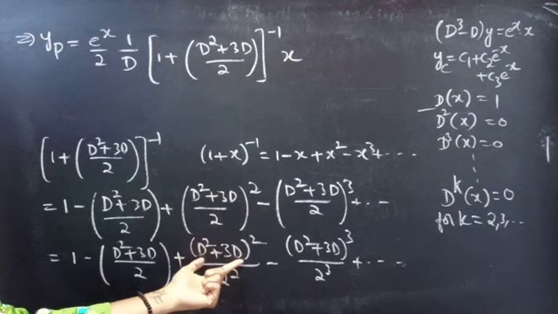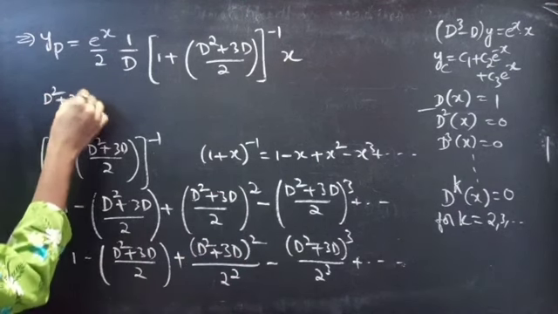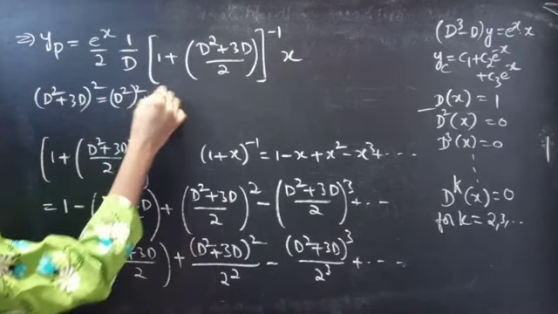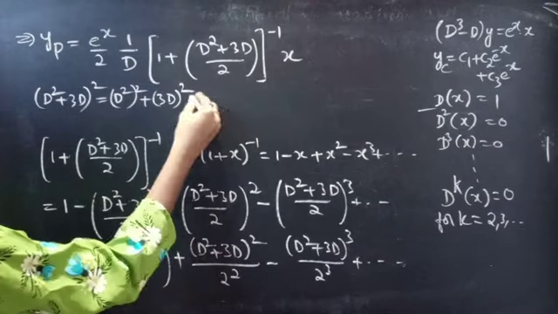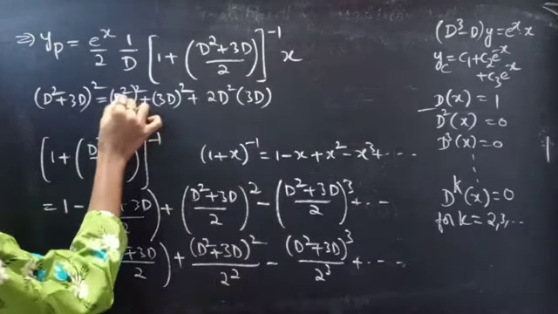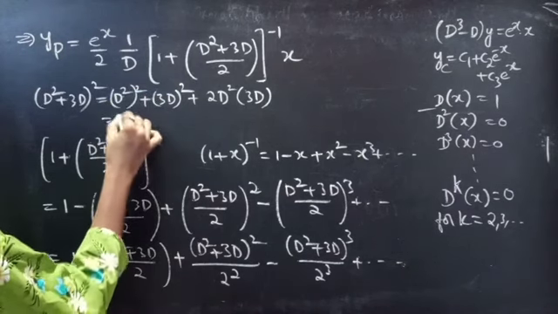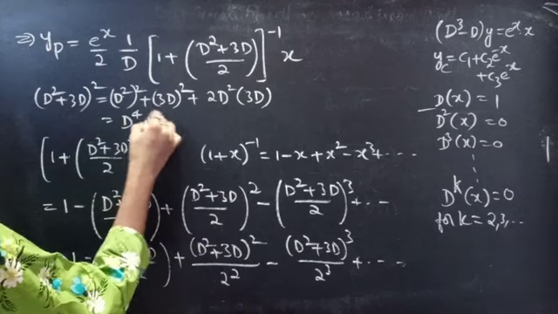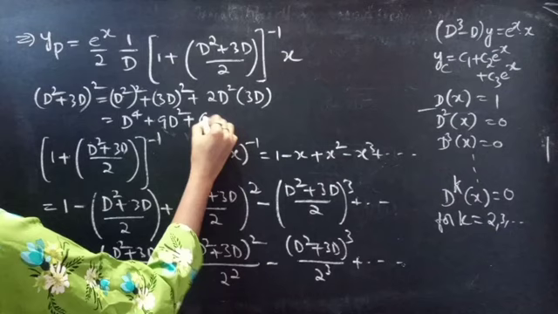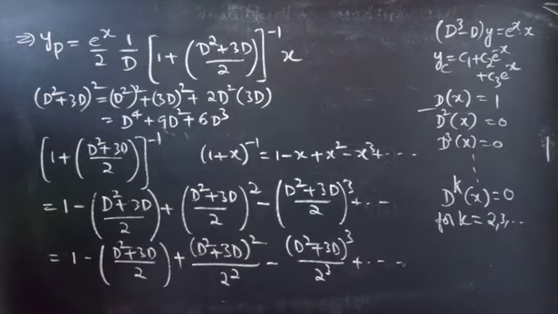Let's expand (d² + 3d)² = (d²)² + (3d)² + 2·d²·3d. (d²)² is d power 4, since (a^m)^n is a^(m·n). 3² is 9, so 9d², plus 2·3 is 6, so 6 d²·d, which is d³, right?